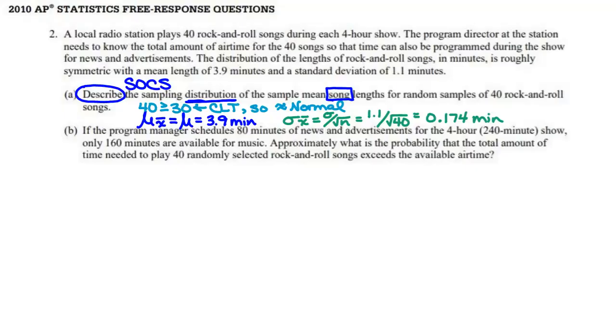Part B, there's two different possible ways you could go about it. You can use what we just calculated in Part A for the mean and the standard deviation. And then we would look at their total and say, well, if they have a total of 160 minutes available for music and they're going to play 40 songs, each song needs to be about how long if it's going to fit in that 160 minutes. So you can do it that way. Or you can look at it as a total group.